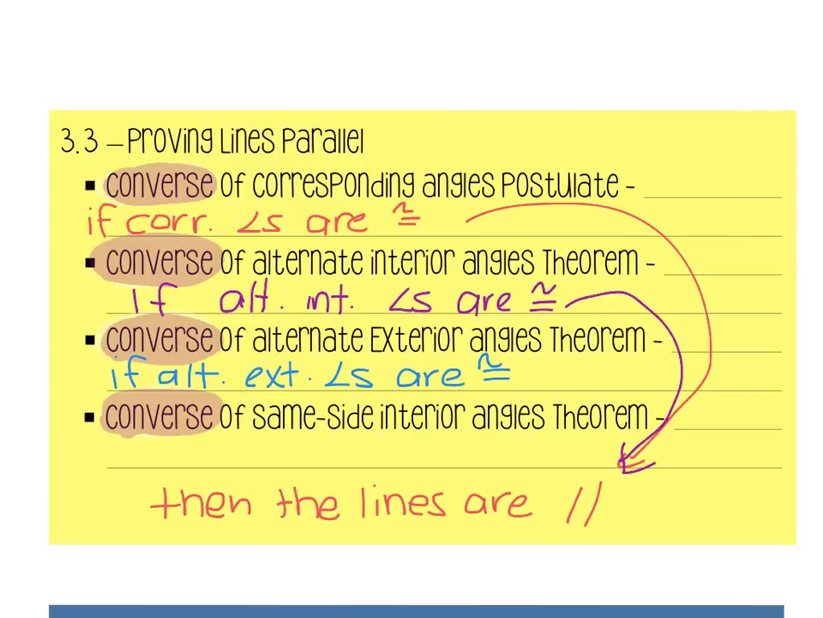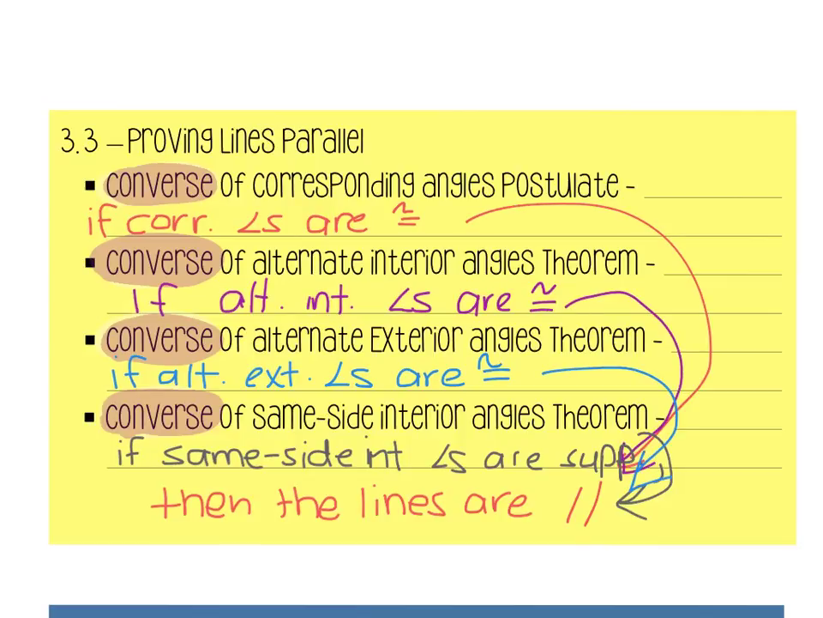And then the last one, which is same side interior, is the only one that is not congruent. And this one is if the same side interior angles are supplementary, then the lines are parallel. So if you're trying to prove the lines are parallel, then you're using the converse. If you have the information that the lines are parallel, so you're stating something about the relationship of those angles, that's the initial theorem or postulate.